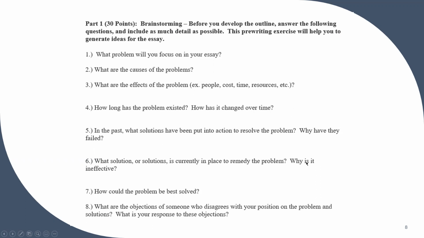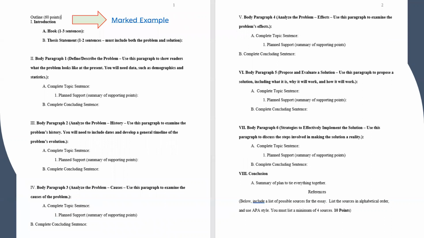So by answering these questions, and you may need to do a little bit of research to answer these questions, so beginning with research would actually be a pretty good idea. But answering these questions should give you plenty of good things to talk about within your paper. These brainstorming questions are worth 30 points. The next section is the outline, which is worth the most, as worth 60 points.